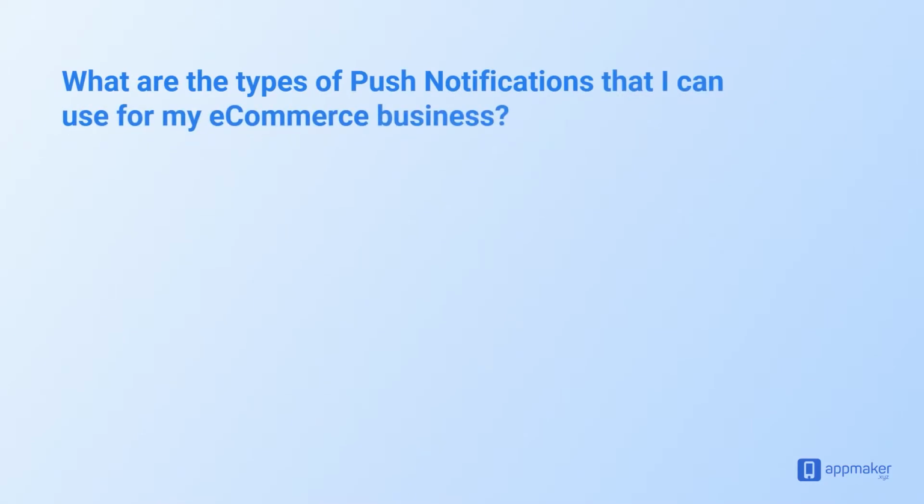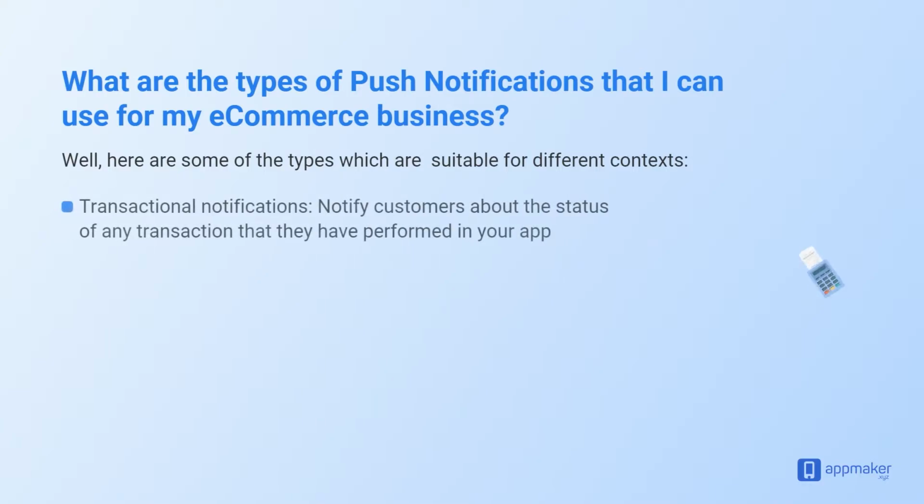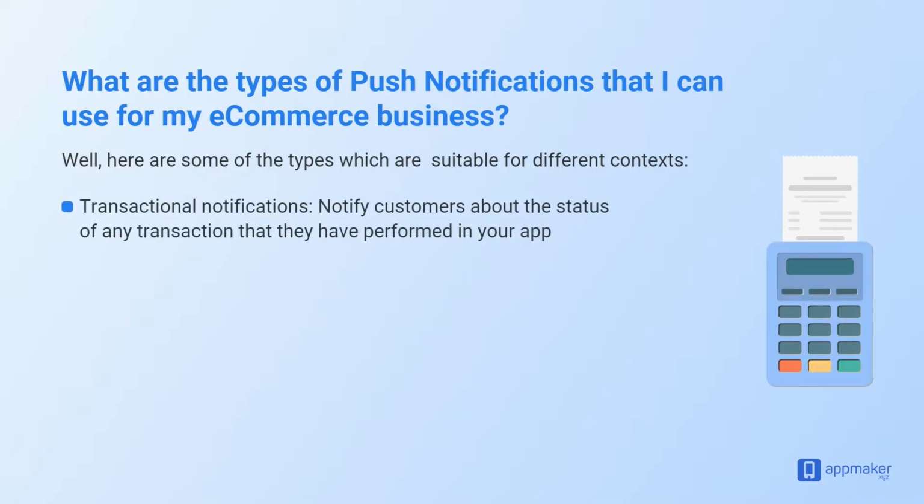What are the types of push notifications that I can use for my e-commerce business? Wouldn't it be amazing if you were able to create a tiny personalized message for a user or a group of users that may excite them or add some value? Well, here are some of the types which are suitable for different contexts. 1. Transactional notifications. Notify customers about the status of any transaction that they have performed in your app.